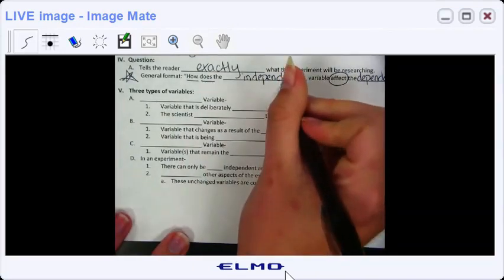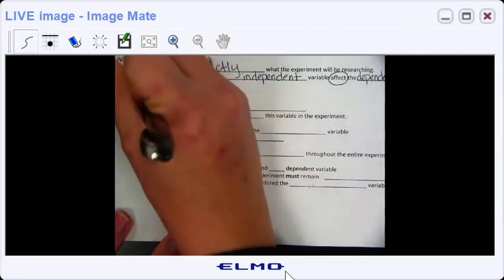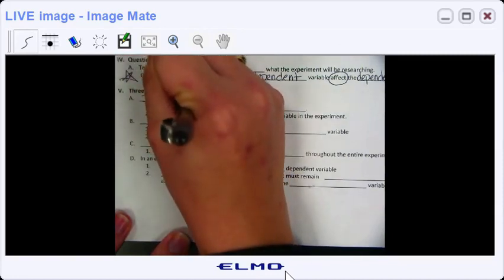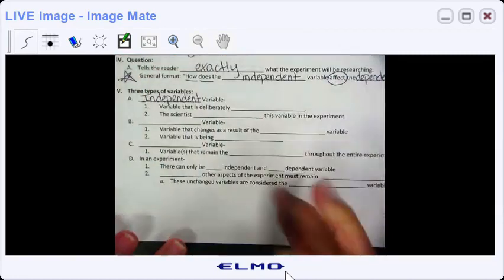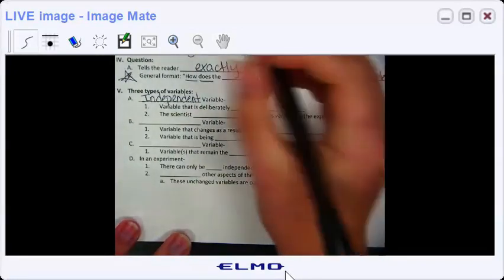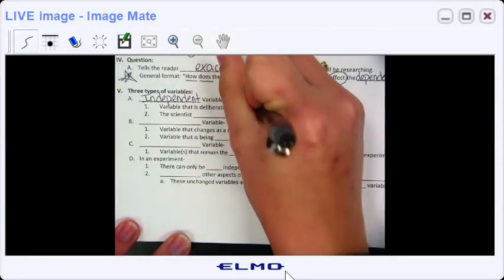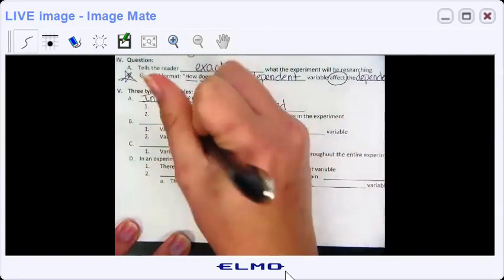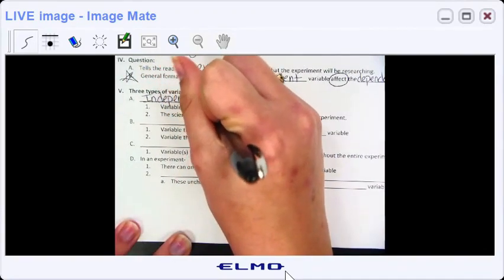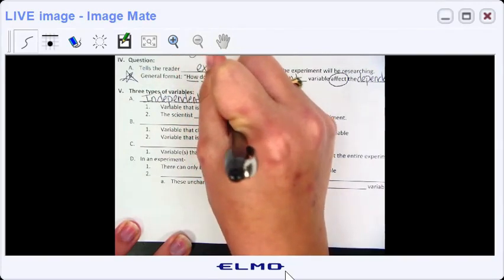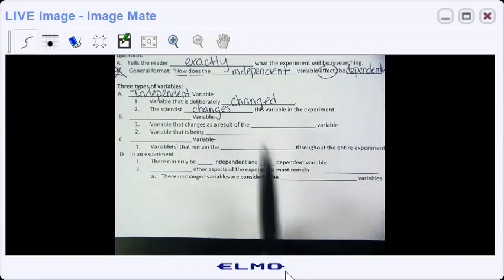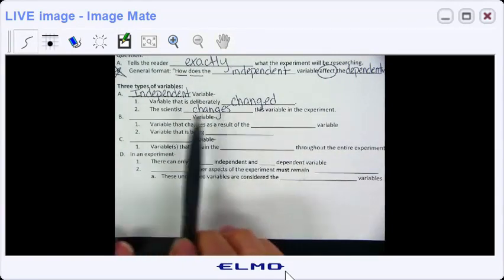Our first one, like I said, is the independent variable. It is the variable that is deliberately changed. It is the one that the scientist changes in the experiment. So this is usually the one that you're investigating how it affects something else. So it's the one that you are changing or altering throughout the experiment.